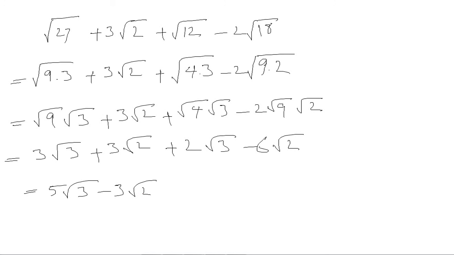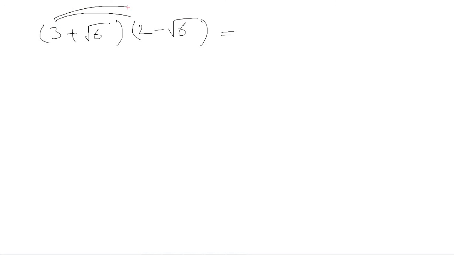Let's take a look at another example. Three plus radical 6 times 2 minus radical 6. I'm going to multiply these two radical expressions and simplify. So I need to do 3 times 2 plus 3 times negative radical 6 plus radical 6 times 2 plus radical 6 times negative radical 6. 3 times 2 gives me 6.